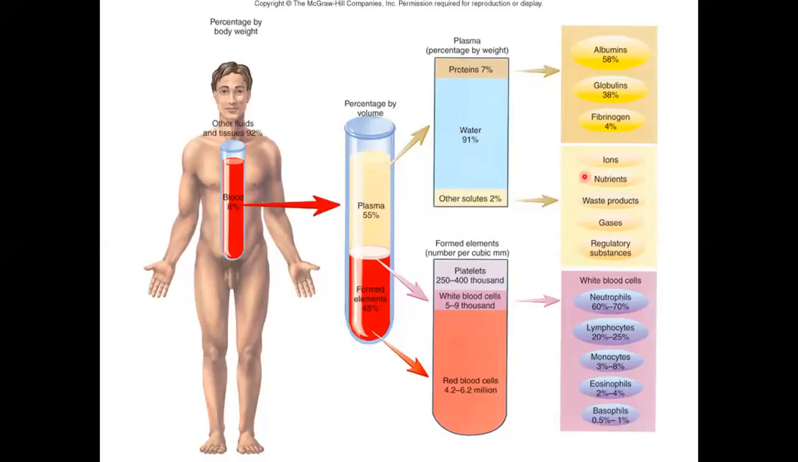Good. Nutrients, so think glucose when you think nutrients, always think glucose. Waste products like urea or creatinine. Gases, can you give me a gas? Good, oxygen or CO2, and different types of regulatory substances, or hormones. And then proteins. So 7% of plasma is proteins. The most abundant protein in your plasma is albumins, 58%. Then globulins. Think of antibodies as one type of globulin. So antibodies are gamma globulins. And then fibrinogen. Fibrinogen is ultimately going to make fibrin for blood clotting.